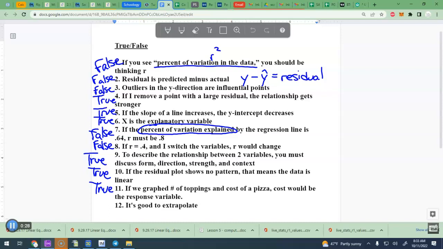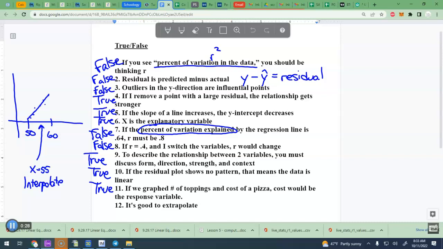Extrapolate. So extrapolate is like if I have a bunch of data here between like 50 and 60, and I get this pattern. Is it okay to use this data set to predict what happens when X is like 55? Yeah, that's totally fine. That's called interpolate, because you're going within your data set. It would not be okay to use this line to predict what happens when X is 100, because I don't know what happens out there.